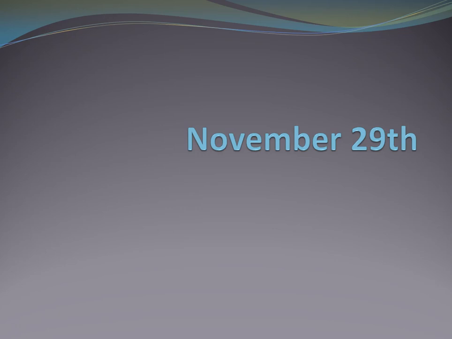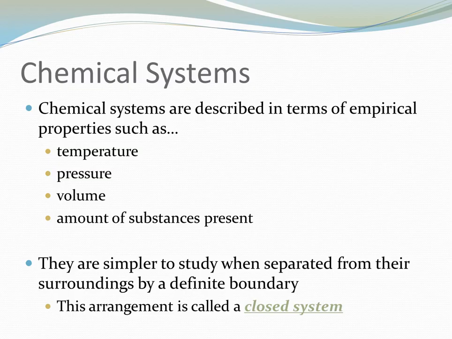Today's video is an introduction to our unit on chemical equilibrium. A chemical system can be described in terms of empirical properties such as temperature, pressure, volume, and the amount of substances that are present. It is easier to study systems that are separated from their surroundings by a boundary. These are closed systems.